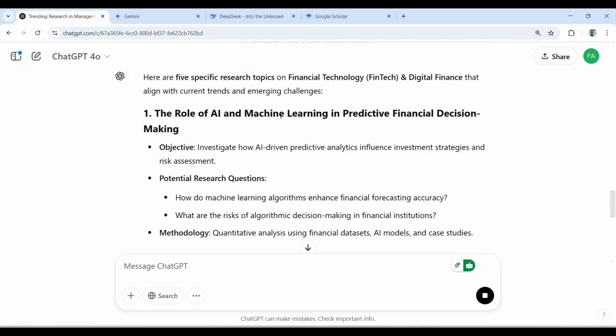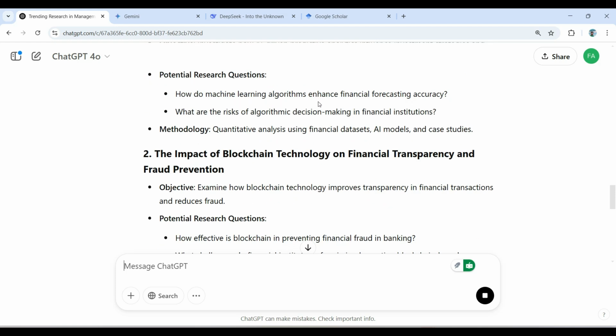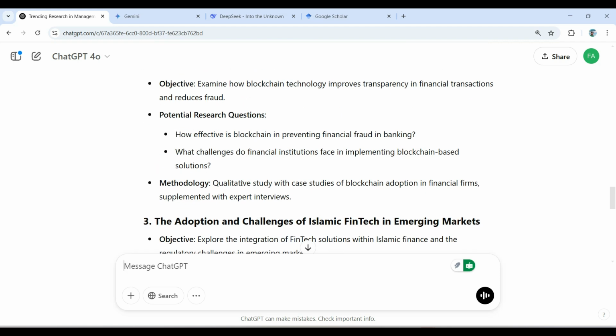The role of AI and machine learning in predictive financial decision making. Objective: investigate how AI-driven predictive analytics influence investment strategies and risk assessment. How do machine learning algorithms enhance financial forecasting accuracy? What are the risks of algorithmic decision making in financial institutions? So what will be the methodology? Quantitative analysis using financial databases. If it suits you, okay. If it does not suit you, move forward. Qualitative study with case study. So this is a qualitative topic.